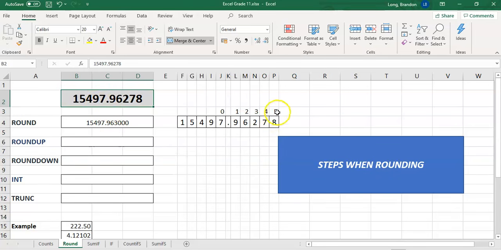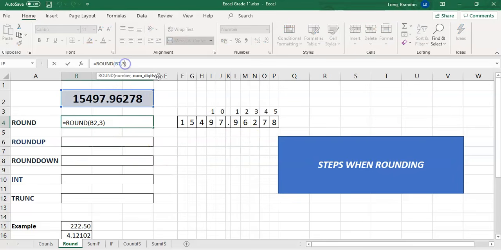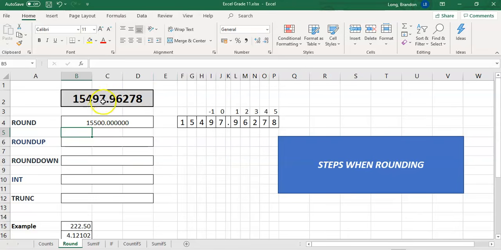Now, if we look at this logically, it goes 5, 4, 3, 2, 1, 0. So to go to the nearest tens, if you follow that sequence, what would the next number be? That's right, a -1. So if we round to -1, then you can see it rounds to here, and so this rounds up to an 8.